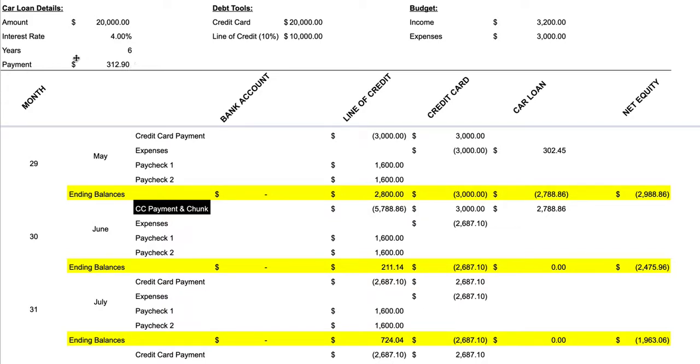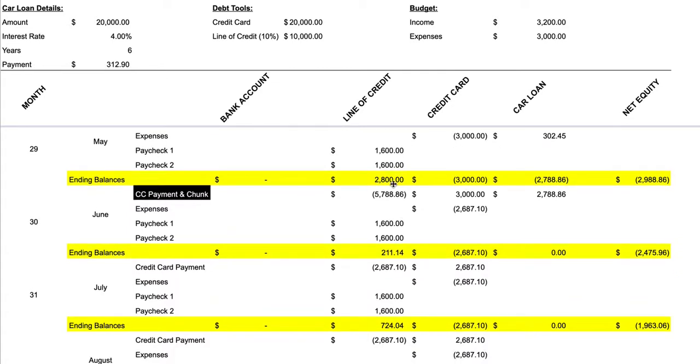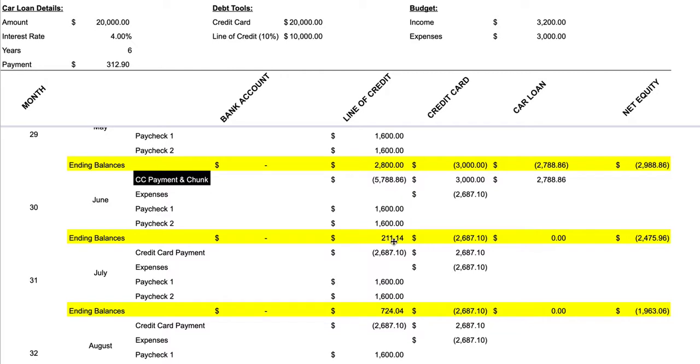$312.90 monthly payment for the car loan. So now you have extra cash flow on hand to pay back the line of credit now, right? So instead of it being $200 building back up the line of credit, now it's like what, $512.90 building it back up. So now you see it's gonna start building back up.